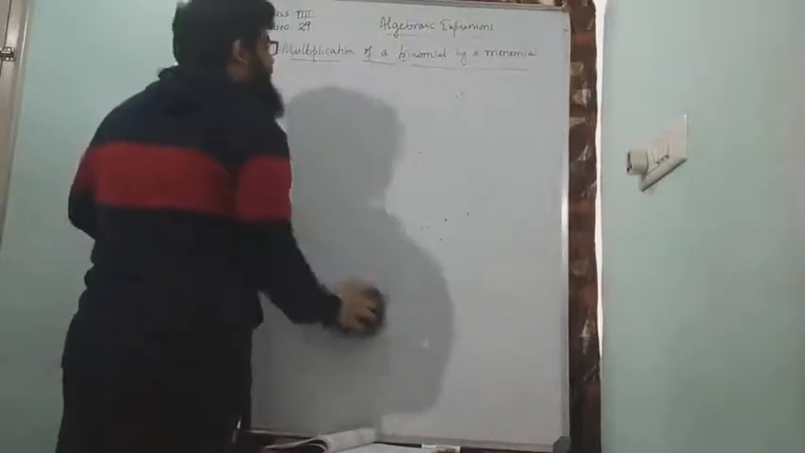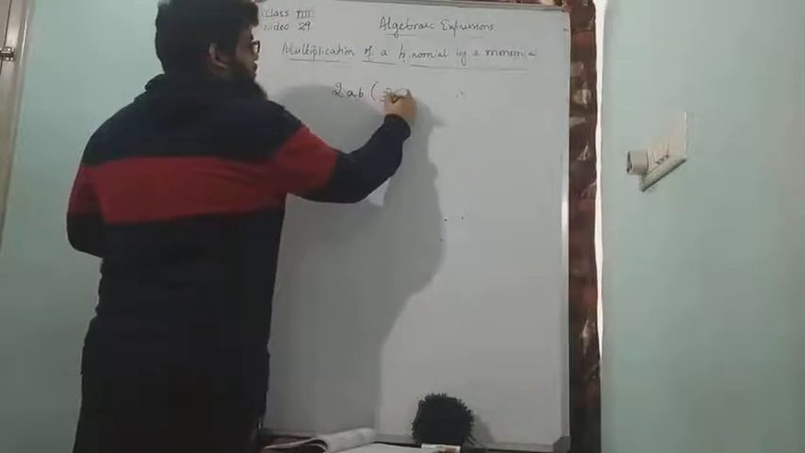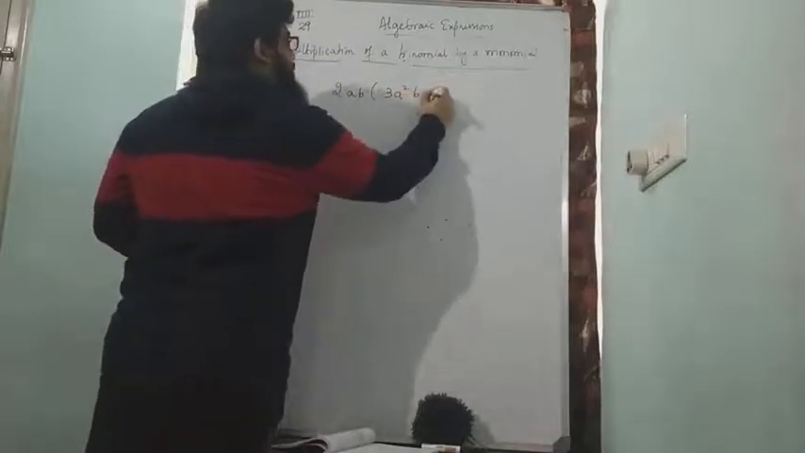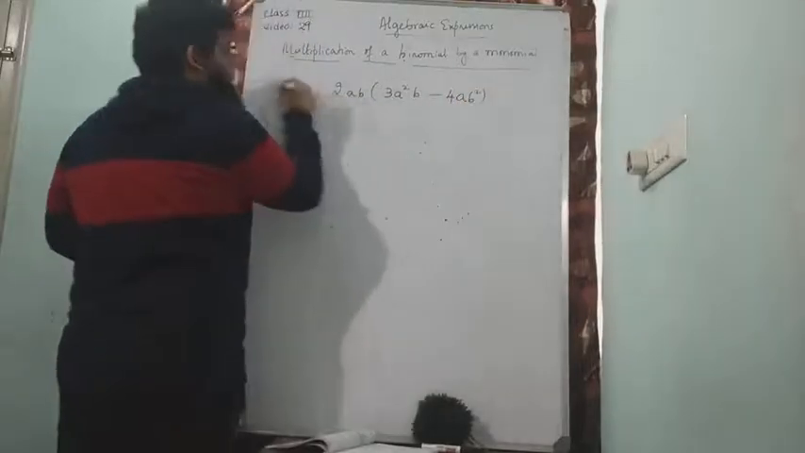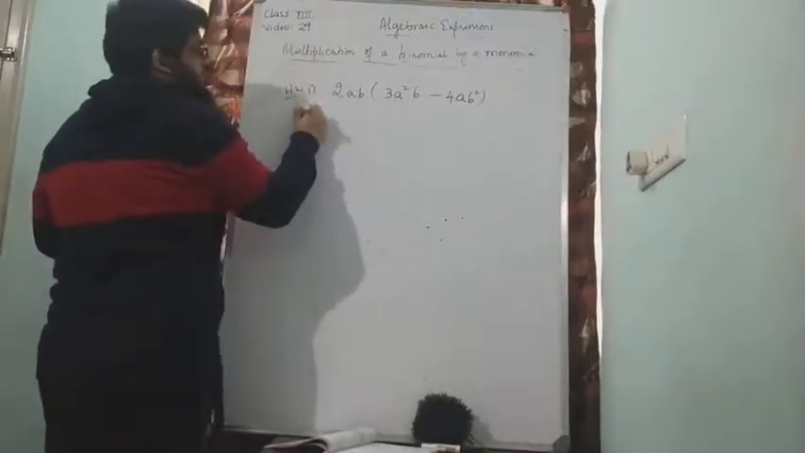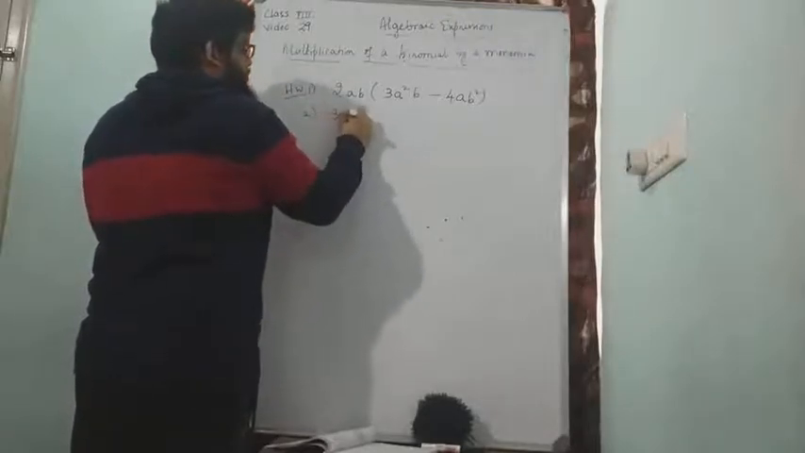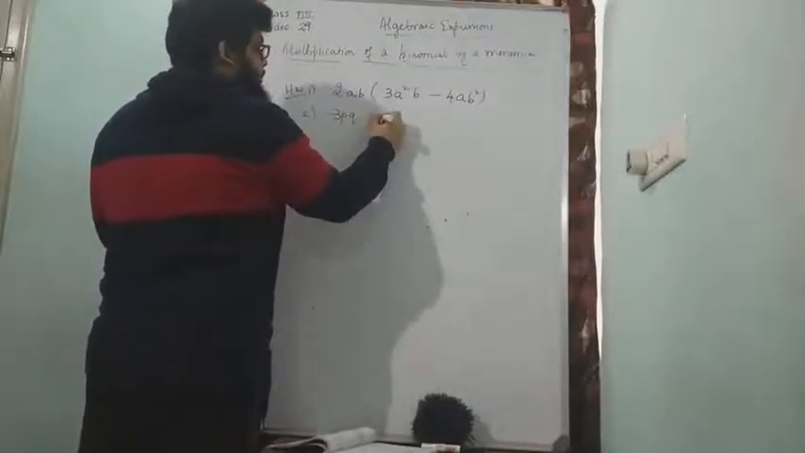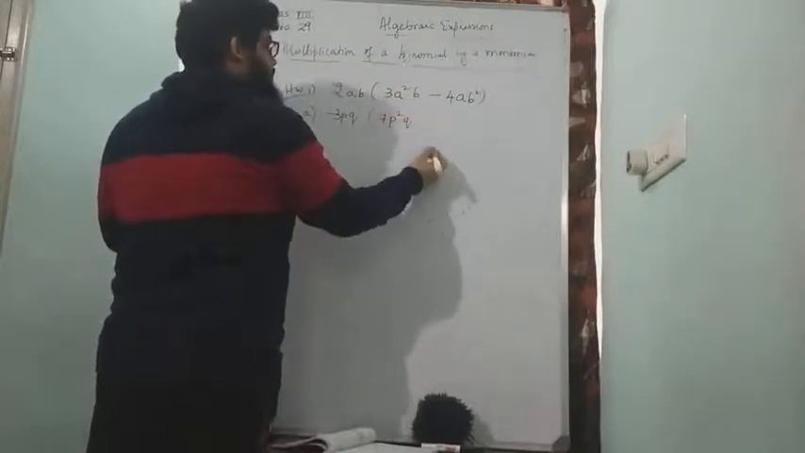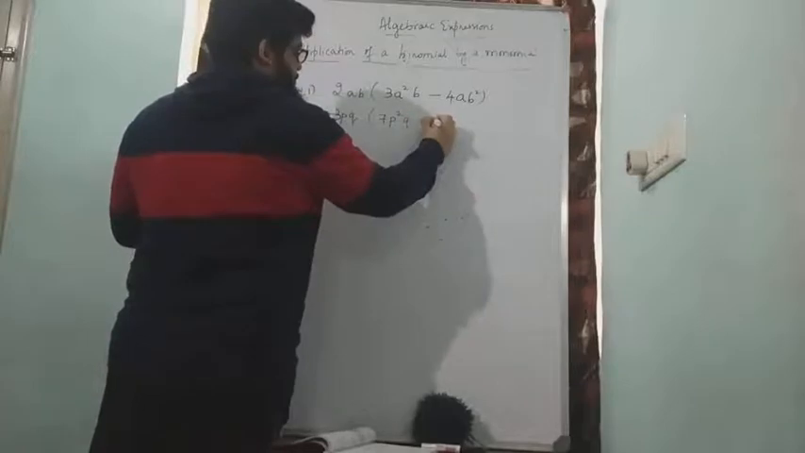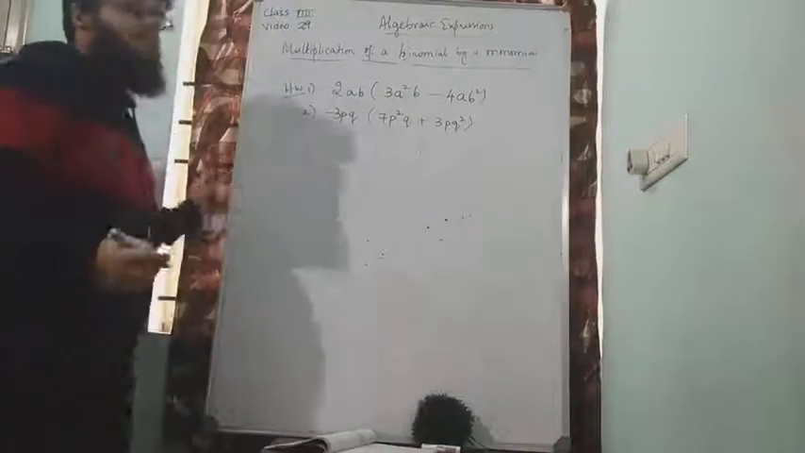So I have a small question here. 2ab into 3a square b minus 4ab square. This is your homework question. And next I will give minus 3p cube into 7p square q plus 3pq square. Try both the questions as homework.